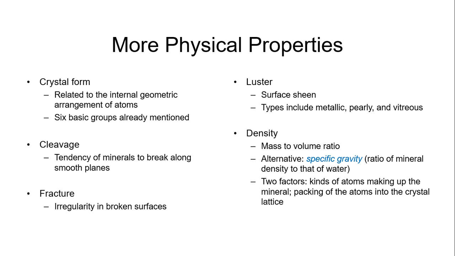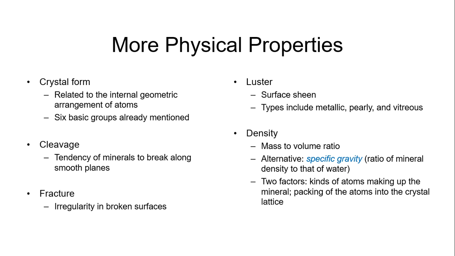Fracture is pretty much the opposite of cleavage. It's talking about the irregularities in these broken surfaces. When we talk about luster, we talk about the surface sheen, how bright the mineral is. For instance, you take a piece of granite, often doesn't have a whole lot of shininess to it, but you have a piece of polished silver and it reflects your face. It's that shiny.